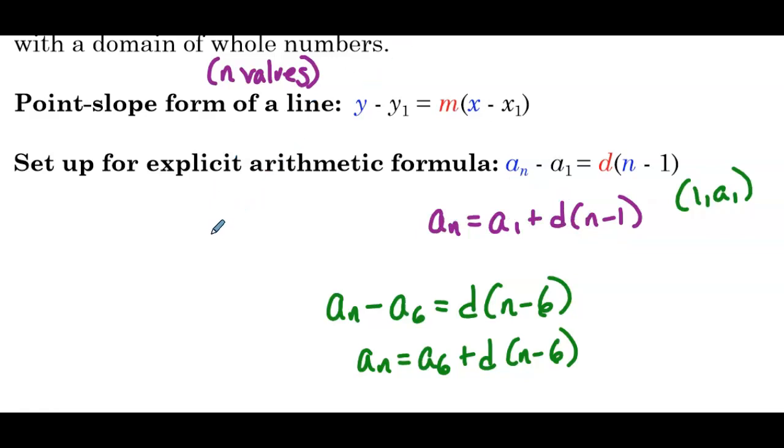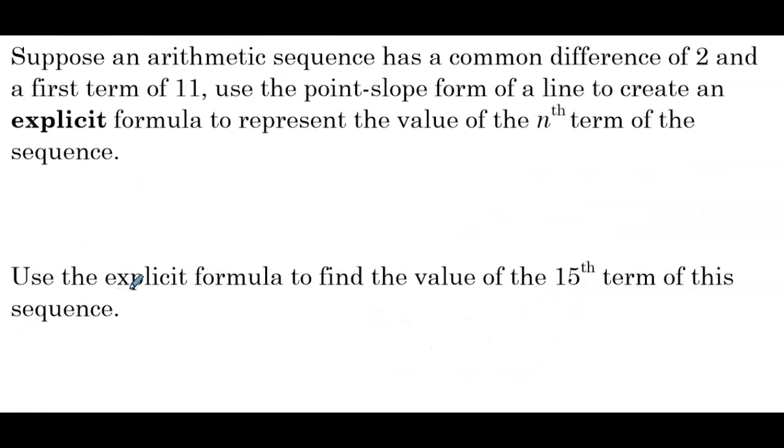So now that we've established that connection between point slope form of a line and the explicit formula for an arithmetic sequence, let's practice writing out the formula for a few arithmetic sequences. Suppose an arithmetic sequence has a common difference of 2 and a first term of 11. Use the point slope form of a line to create an explicit formula to represent the value of the nth term of the sequence. Okay, so common difference is 2, so d equals 2. First term is 11, so in subscript notation, a sub 1 equals 11.